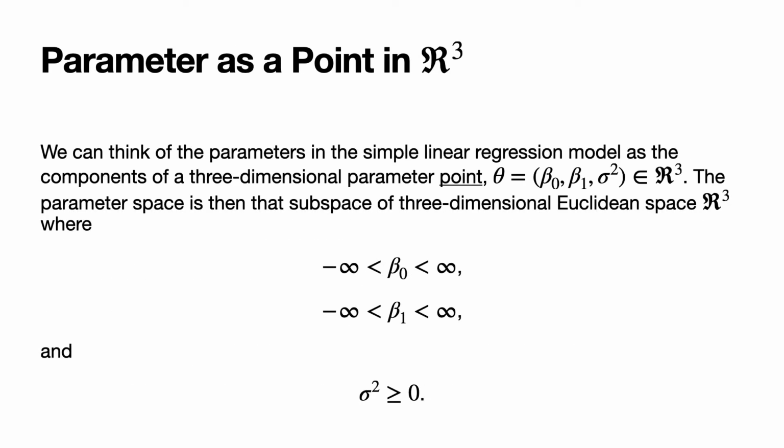Now we can also think of the parameters in the simple linear regression model as the components of a three-dimensional parameter point, which we will denote here by theta, theta being the ordered triple, beta 0, beta 1, and sigma squared, being a point in three-dimensional Euclidean space. The parameter space is then that subspace of three-dimensional Euclidean space, R3, where beta 0 can be any real number, beta 1 can be any real number, and sigma squared can be any non-negative number.